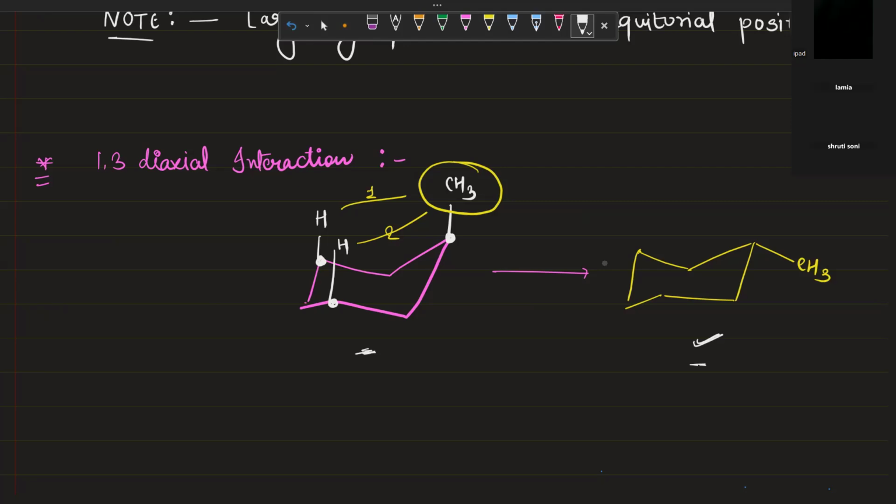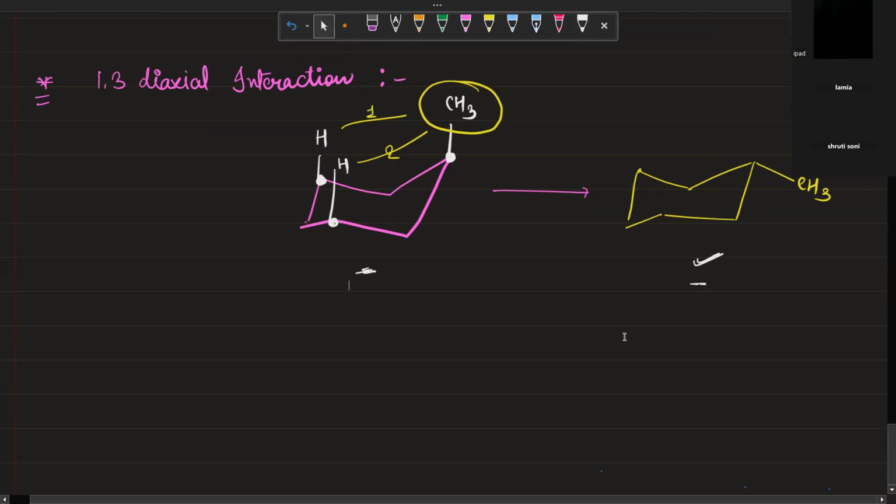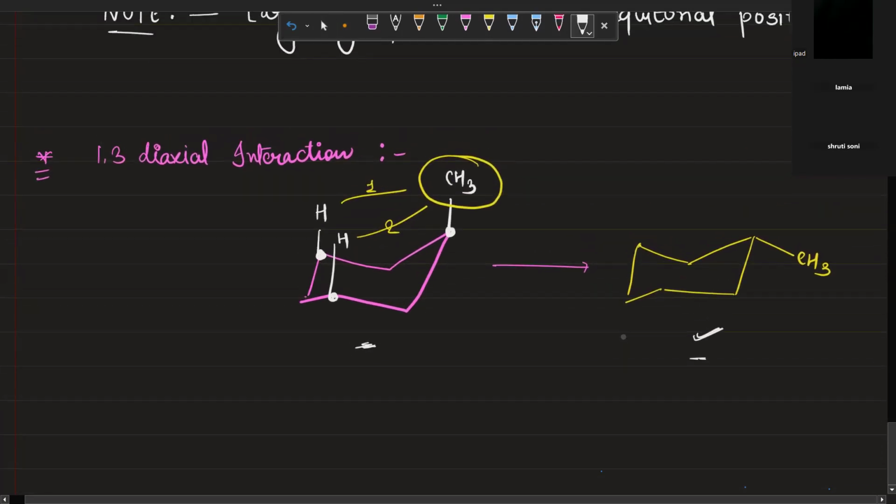Like SN1, SN2, E1, E2. In case of SN1, these are very important. So you can also write down the stability of conformations of cyclohexane. That is also very important. Right, because in SN1 you have a carbocation intermediate. Yes, that's very important.